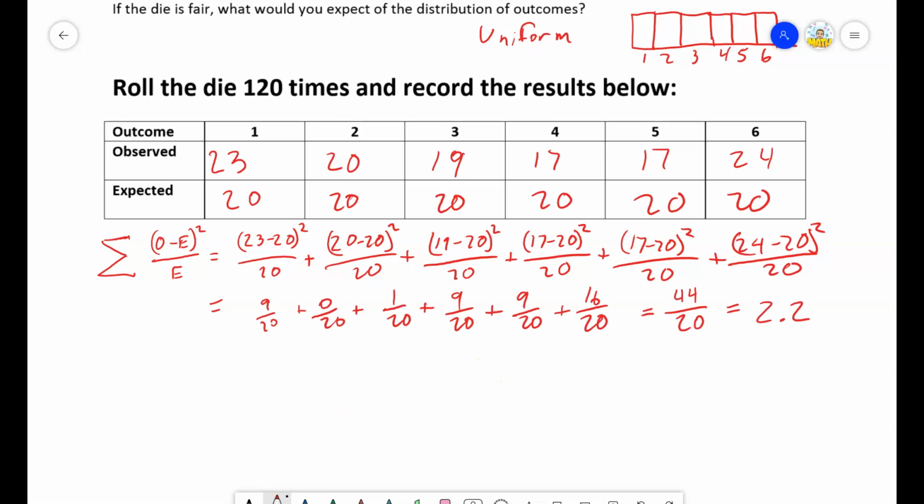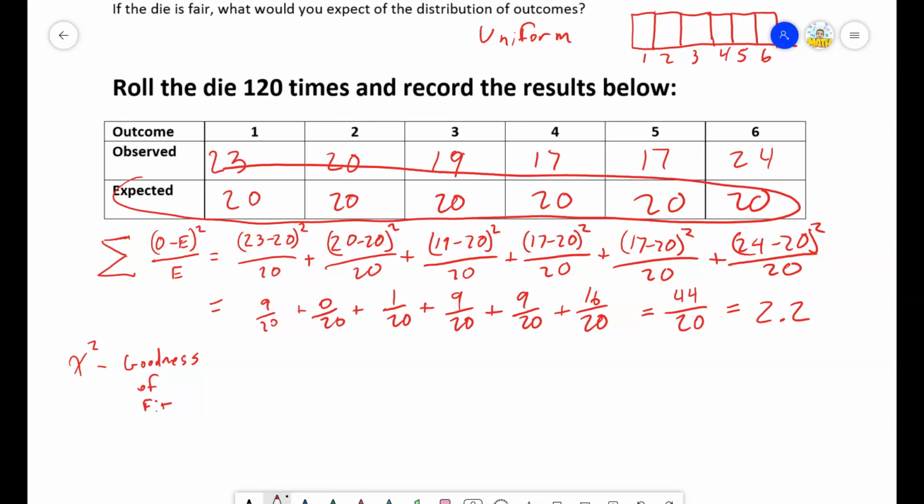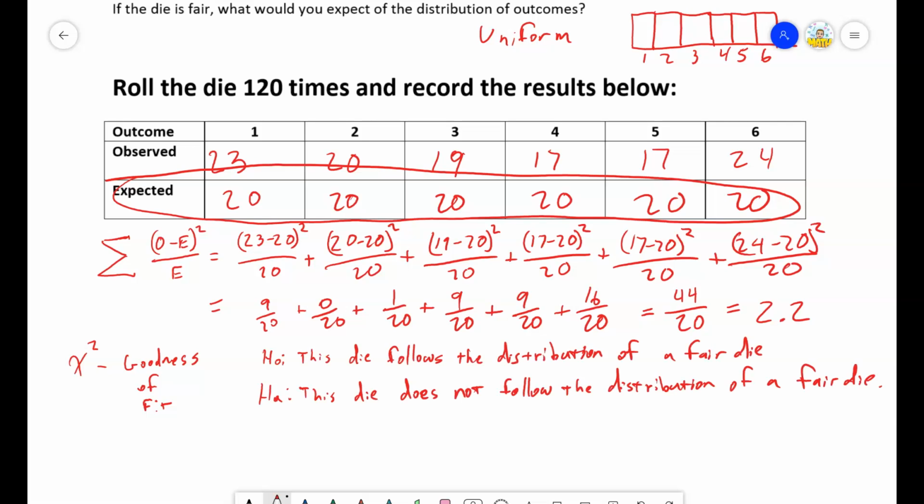Okay, so I get a value of 2.2, and what I'm going to do here is what's called a chi-squared goodness of fit test. So this means, is this claimed distribution, 1/6, 1/6, 1/6, a good fit for this die, or does this die fit that distribution? So our null hypothesis is that the die follows the distribution of a fair die, and the alternative to that would be that the die does not follow the distribution of a fair die.